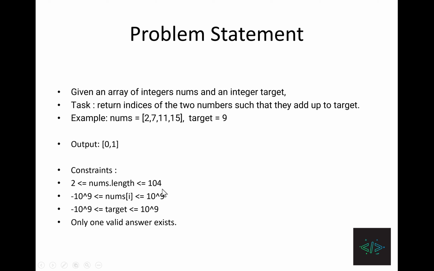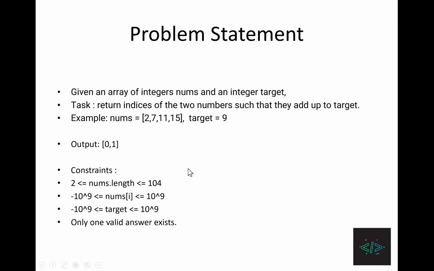Here the constraints are: the array length is up to 10 to the power 4, and nums[i] can be from minus 10 to the power 9 to 10 to the power 9. Basically the array size is 10 to the power 4, so we have to give a solution better than n square, because n square will not work here as the constraint is 10 to the power 4.